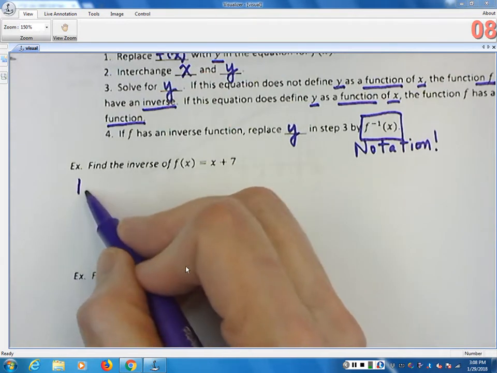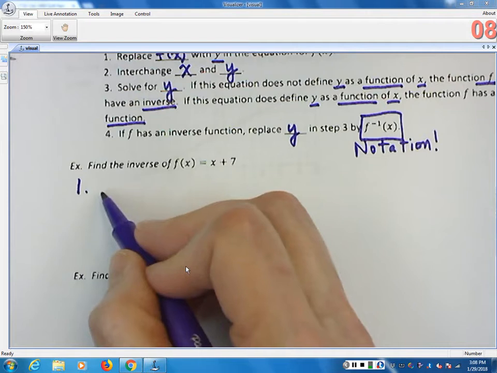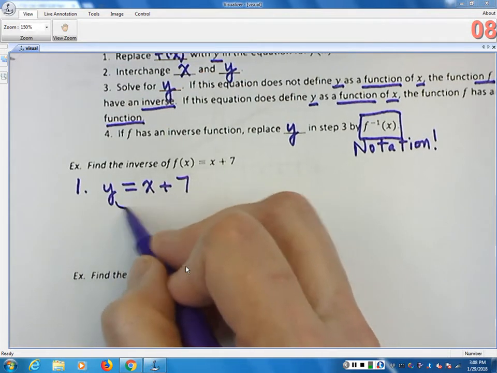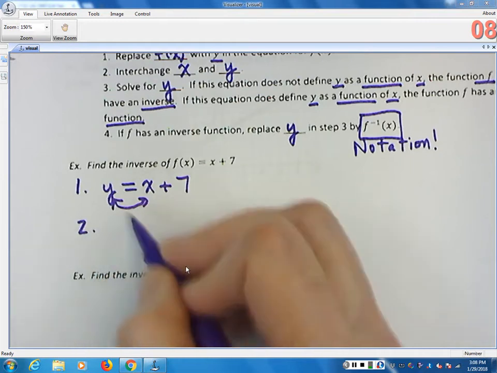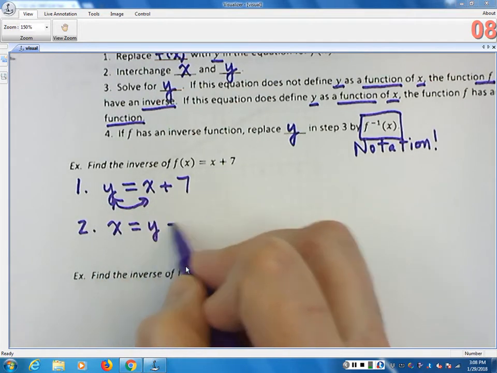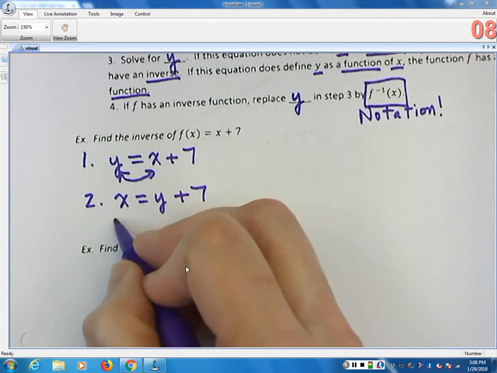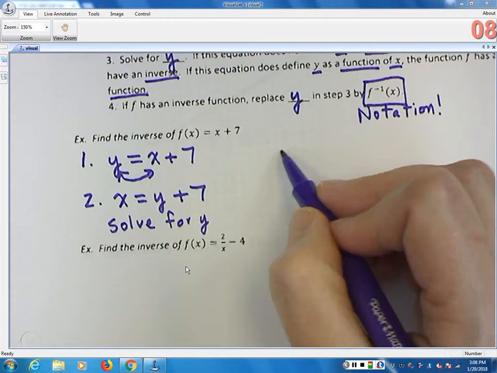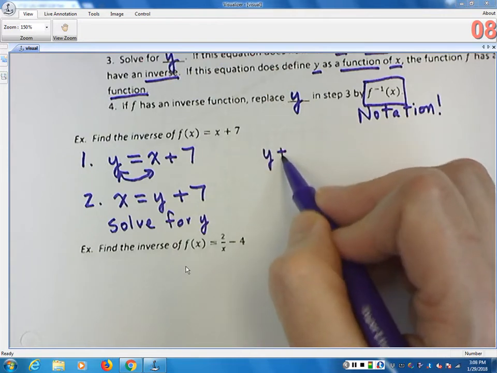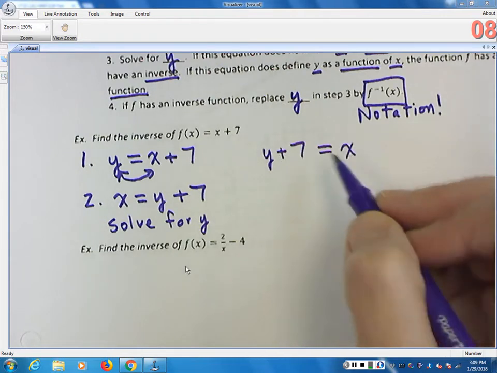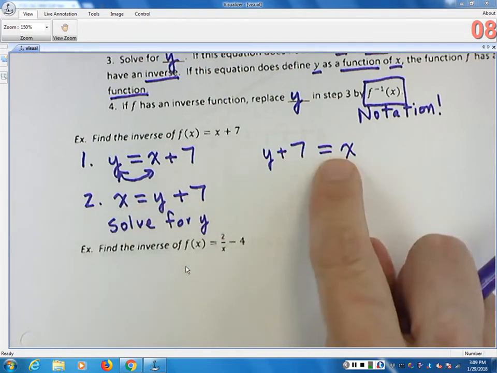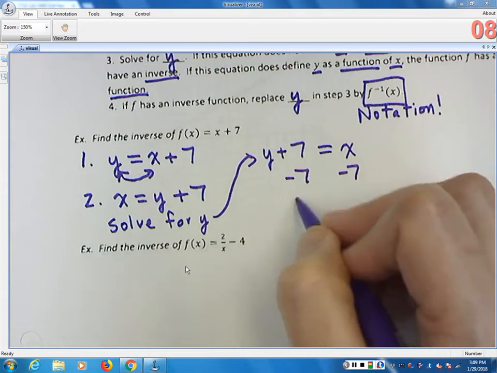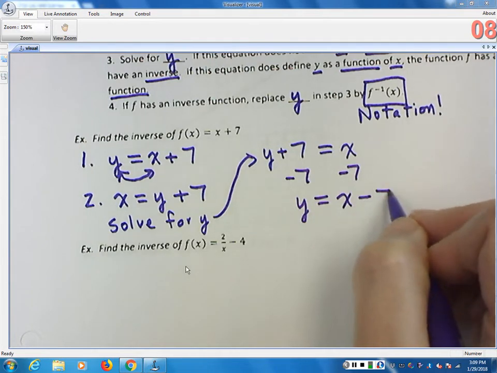Step 1, you're going to replace f of x with y. Now you're going to interchange x and y. And then you're going to solve for y. So let me write y on the left. Y plus 7 equals x. Subtract 7. Y equals x minus 7.